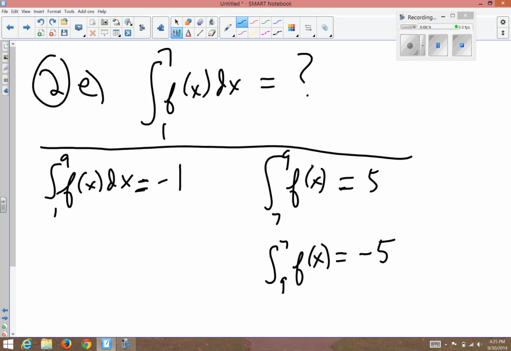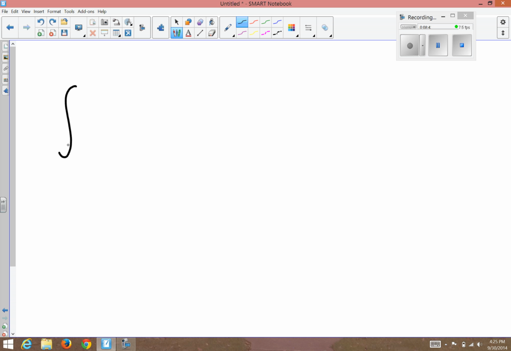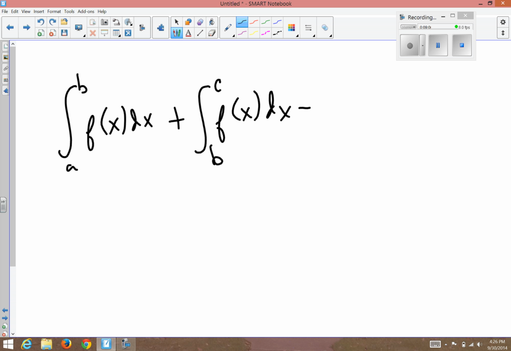Then we look at the last property on your list of rules, the integral of any function from a to b, any two numbers. If we add to that an integral that starts at b, where the previous left off, and goes to some other number c, we can put this together to make one integral from where this first one starts to where this one ends. That's the last rule on your list of rules.